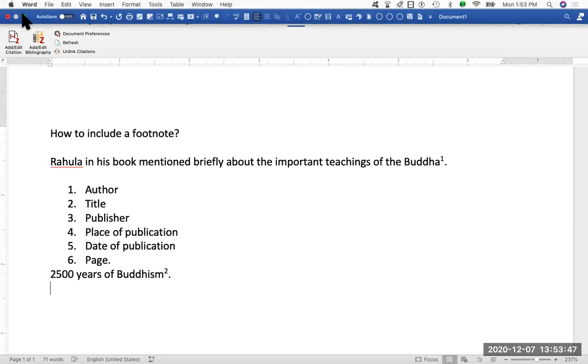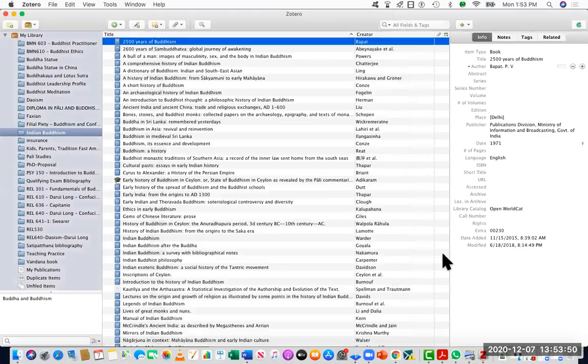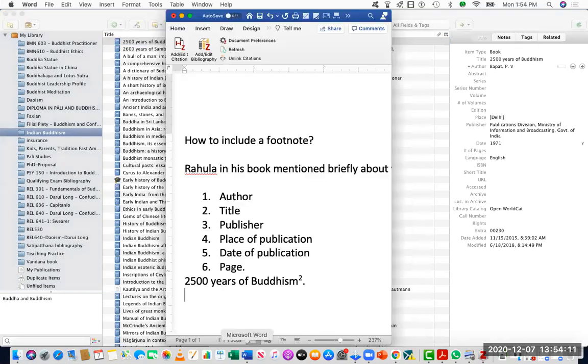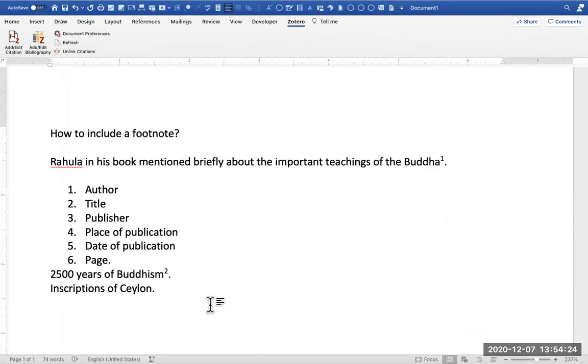So let me use another book so that I can create a bibliography. Let's say ethics in early Buddhism. Okay, Indian Buddhism. We talked about Indian Buddhism. Let's say Inscriptions of Ceylon. Okay, I'll just type the book title, Inscriptions of Ceylon. Ceylon actually is a former name used by the British to name Sri Lanka.